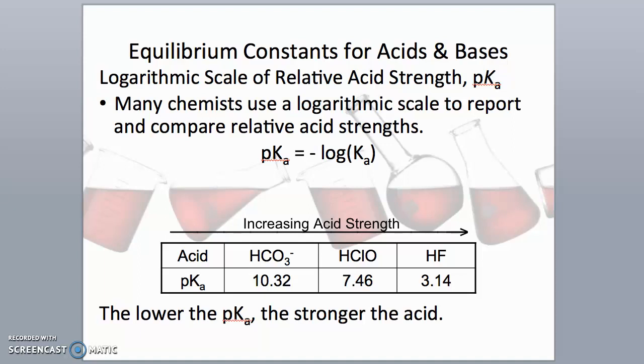This scale is much easier for comparison, but we have to be careful because now the strongest acid has the lowest pKa value. Now, this lecture focused primarily on hydrolysis reactions and equilibrium constant values for acids and bases and the relationship with the conjugate pairs. In our next lecture, we'll demonstrate methods for determining K values for acid-base reactions. Stay tuned.